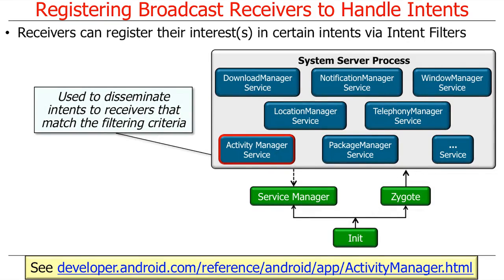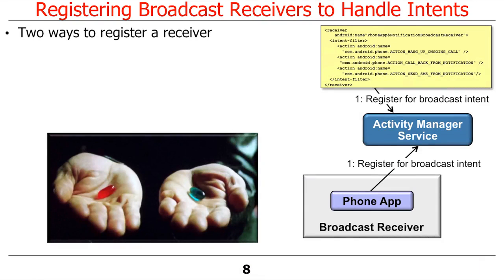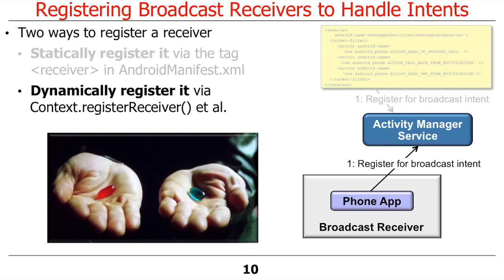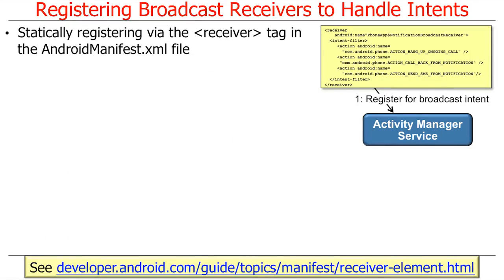The Activity Manager service is used under the hood to disseminate intents to the receivers that match the filtering criteria specified by the intent filters. There are 2 ways to register a receiver. One way is to statically register it by using the receiver tag in the Android manifest file. The other way is to dynamically register it by using various register receiver methods that are provided as part of the context. We'll first start by showing how to register receivers statically by using the receiver tag in AndroidManifest.xml.